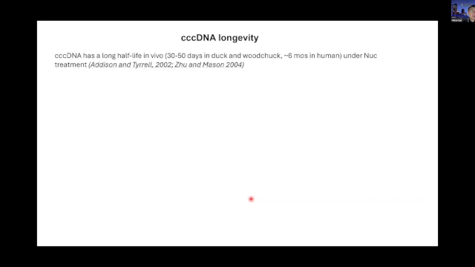The major issue of targeting cccDNA is the longevity of the pre-existing cccDNA. They are very stable. Previous studies using animal models or other hepadnaviruses actually found that cccDNA has a very long half-life in vivo. In duck and woodchuck, that could be about 2 months. And in humans, it's around 6 months, even under nuke treatment.